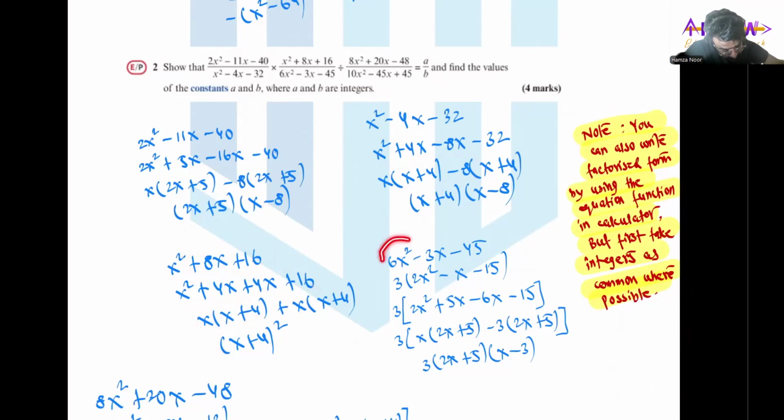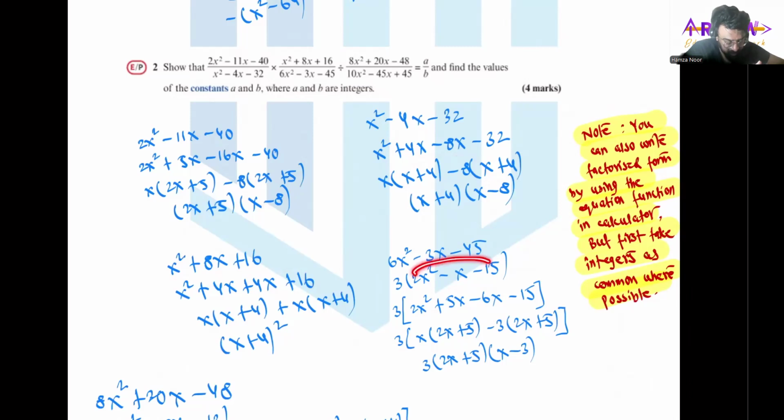Then we have 6x square minus 3x minus 45. Okay, so first of all, we need to take the possible integers as common. As we can see that 3 can be taken as common. So taking 3 as common, multiplied by 2x square minus x minus 15. Okay, so 3 is outside and I need to factorize it.